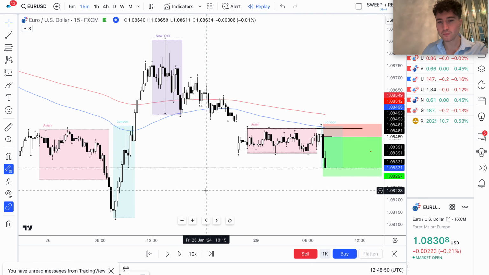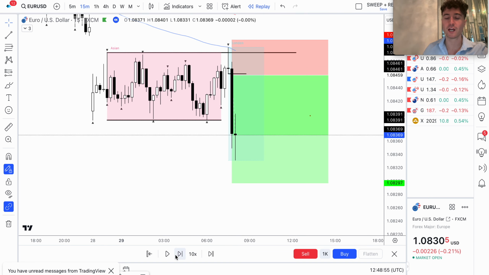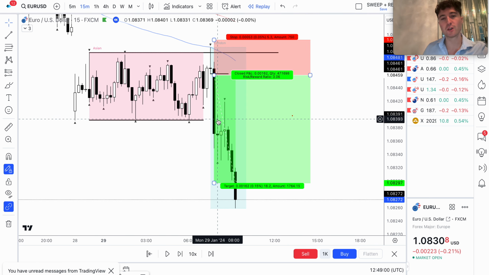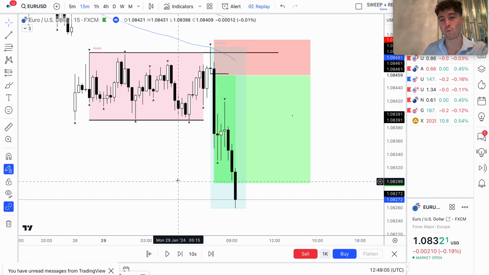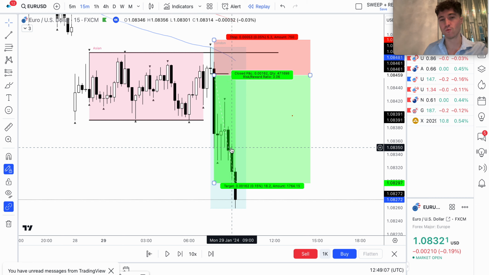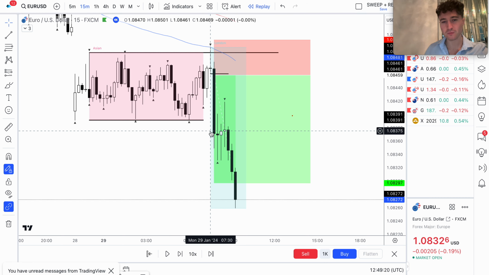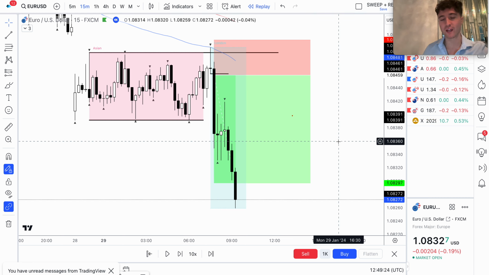We're still within the London session here, and price is just heading to the downside. Play price on a little bit, and you can see within the London session, we have hit our take profit at a 1 to 3 risk to reward. So this is a very textbook setup in the fact that price has hit our take profit within one session, within about an hour, hour and a half.